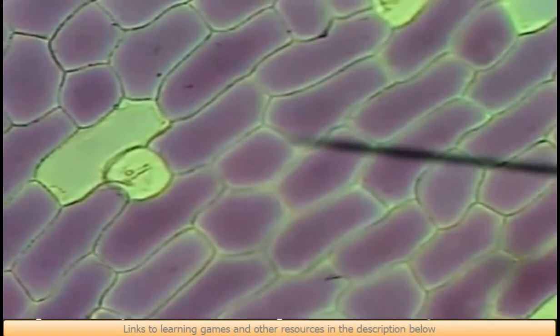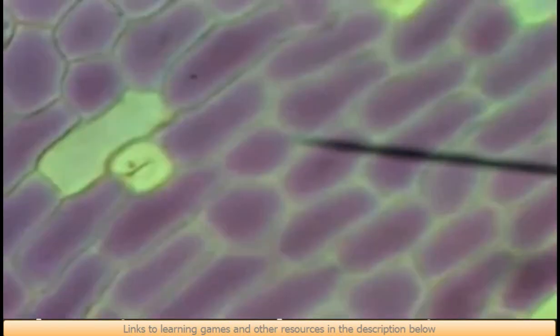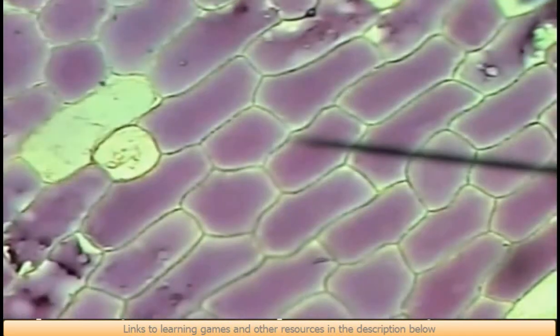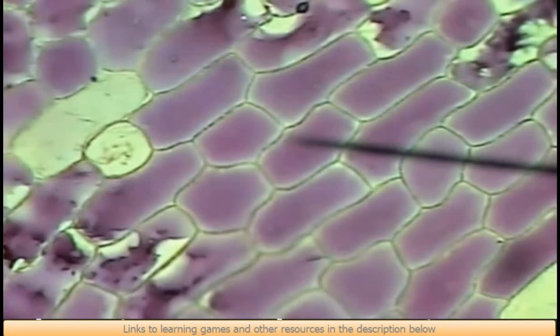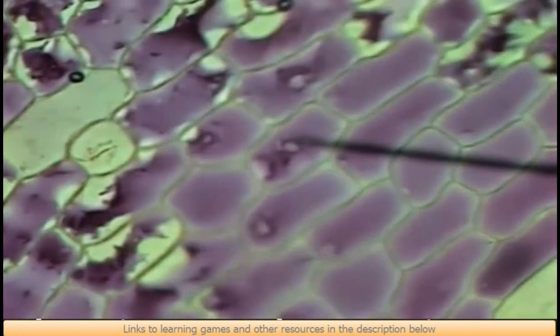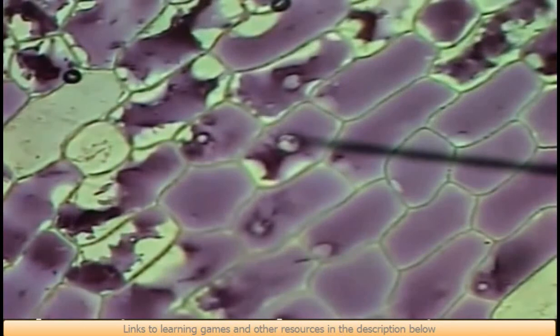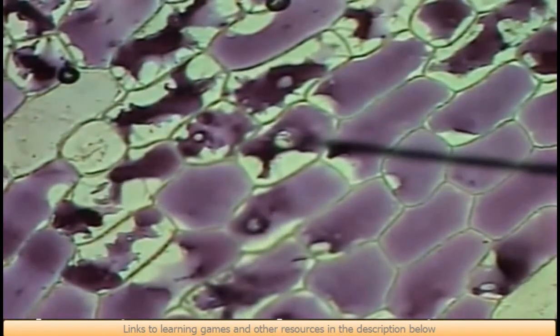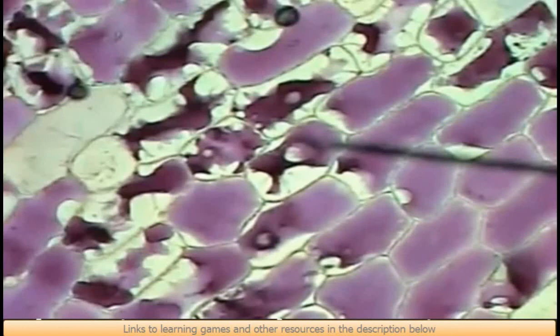Now these onion cells have been placed in a very concentrated solution of sugar. Water is leaving the cells by osmosis, and eventually the cytoplasm is going to shrink so much that it will pull away from the rigid cell wall. At this stage, the cells are known as being plasmolyzed. Now you can use this effect to investigate what's going on inside the cell.